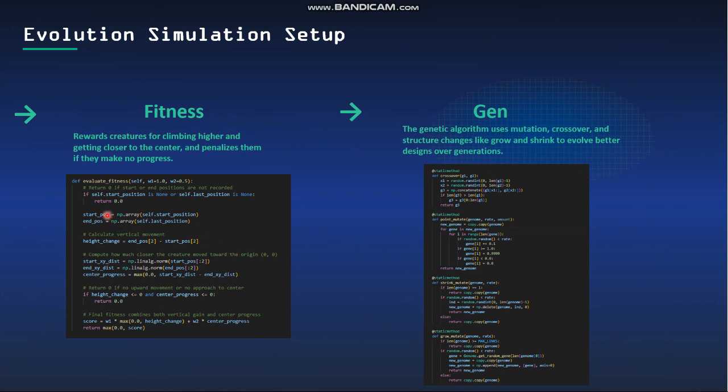Next, I have implemented the fitness function under evaluate_fitness in the creature.py file. This fitness function rewards creatures for climbing higher and getting close to the center, and penalizes them if they make no progress. This score will guide the evolution. The genetic algorithm uses mutation, crossover, and structure changes like grow and shrink to evolve better designs over generations.